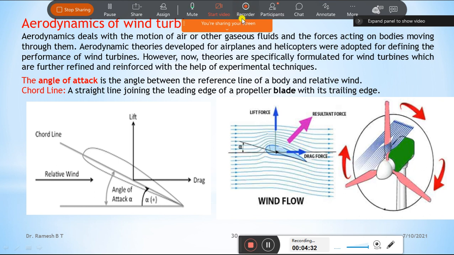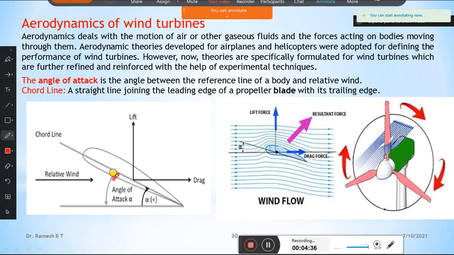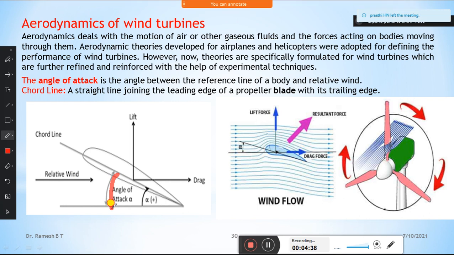So from here to here, this angle we call the angle of attack, through which the air strikes the blade. It is denoted by alpha. The chord length is a straight line joining the leading edge of the blade profile to the trailing edge.